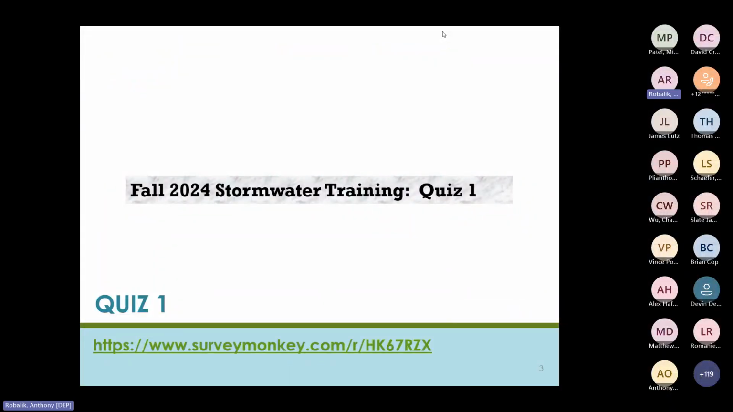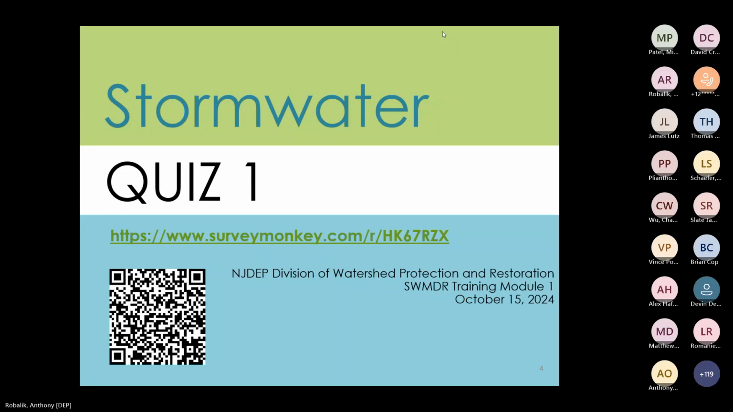Once you navigate to quiz 1 through any of those methods, you should be directed to the first page of quiz 1. The title of the quiz should be what's shown here on the slide. It should say Fall 2024 Stormwater Training Quiz 1. And here's the QR code again, as well as the SurveyMonkey link. We'll leave this slide up while you're taking the quiz in case you need to access these links again.